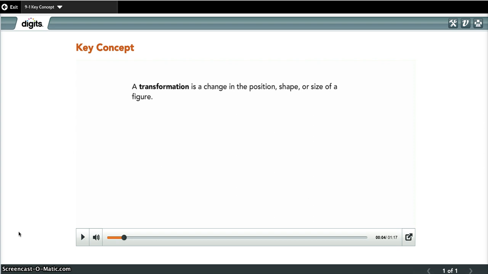So it means that we have an original figure that starts somewhere on the coordinate plane. It's some sort of shape or some sort of line or a coordinate point or something like that that's already on a coordinate plane. And then it's going to change. It's either going to change positions, it's going to change shapes, or it's going to change size. And that is what a transformation is. So all of the different things we're going to talk about in topic 9 are all types of transformations.